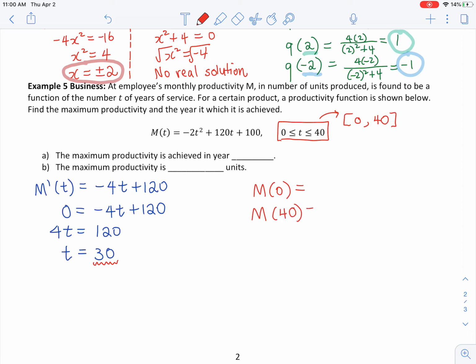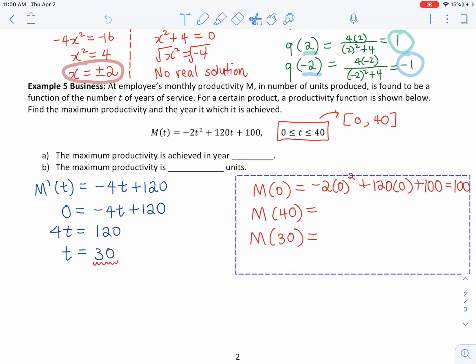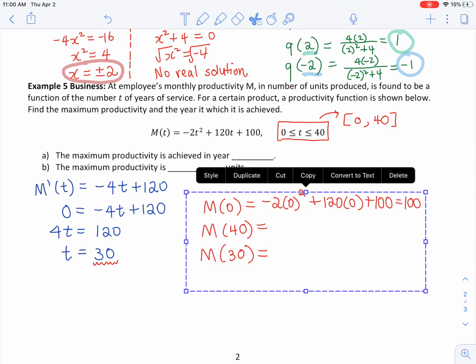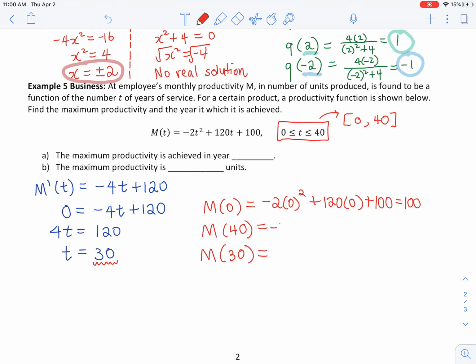So we're going to find it. Let's find m of 0 first. That's the first endpoint. Let's find m of 40. And then lastly, we will find m of 30. Notice we are not plugging these into the derivative function, okay? So what's m of 0? That's going to be negative 2 times 0 squared plus 120 times 0 plus 100. That's just going to be 100, right?